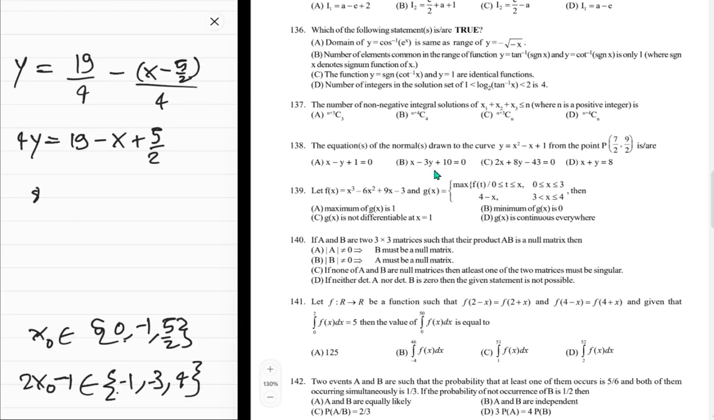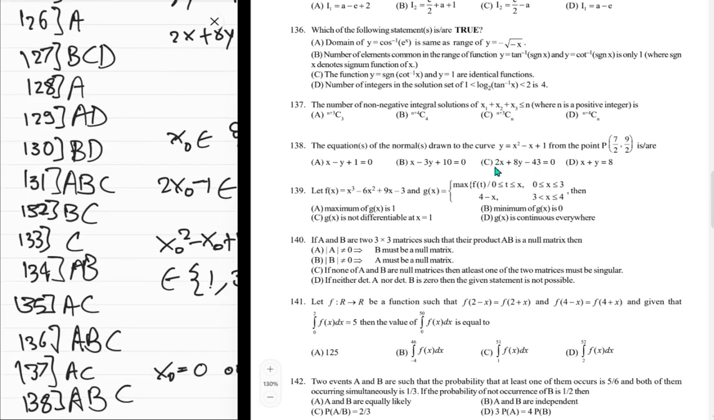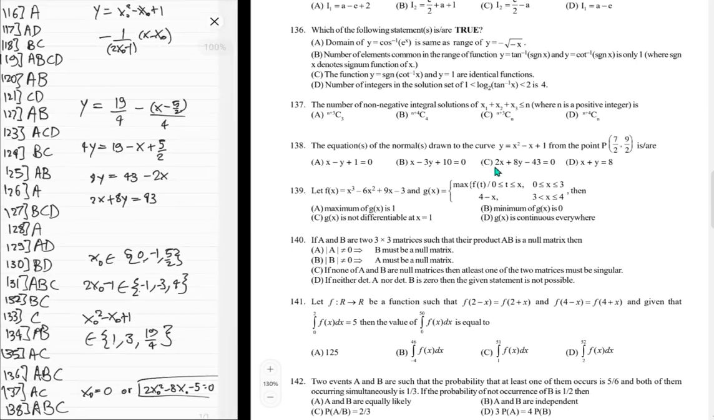So 8y equal to 38 plus 5, I think it's like 43, minus 2x, because yeah, remember 2x, correct. So 2x plus 8y equal to 43. That's the other one. So C also works actually. That's it. Only these three were needed. We are done.